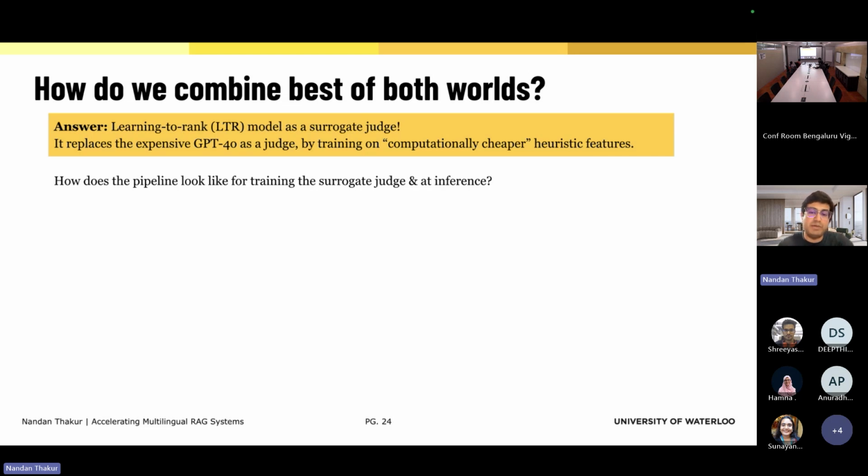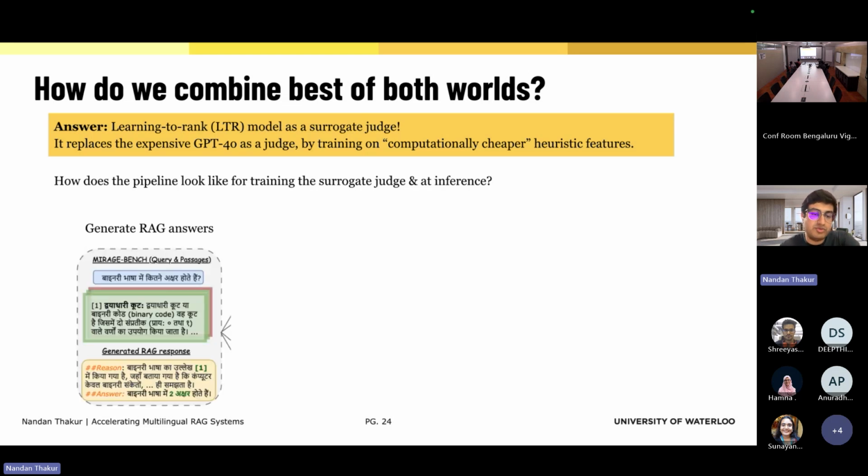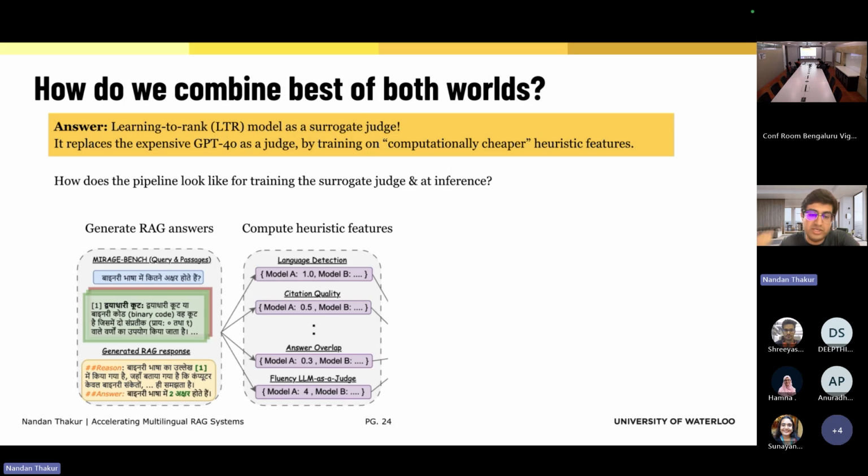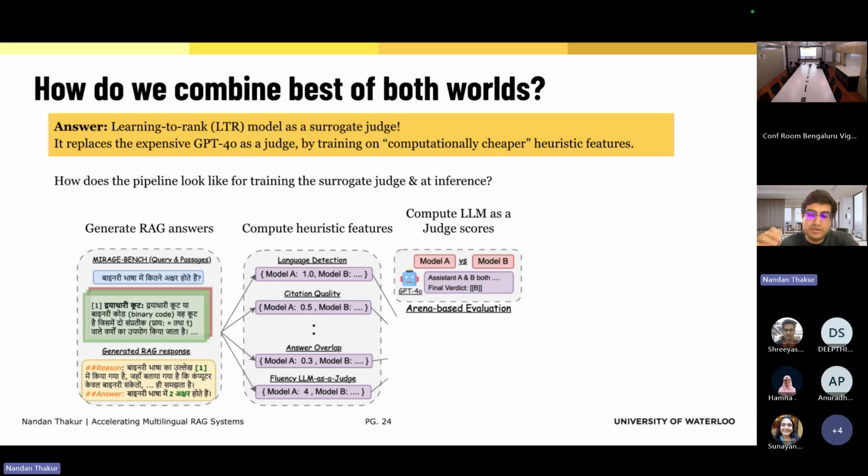So when I look at my pipeline, first, in the first stage, I would generate RAG answers for queries and given passages. With all the baseline models, I would first generate certain RAG answers. Second, I would compute all the different heuristic features. So given the answer, one example is citation quality. I compute citation quality across all the different baselines, and similarly for all different heuristic features. Third, I would compute the LLM as a judge score.